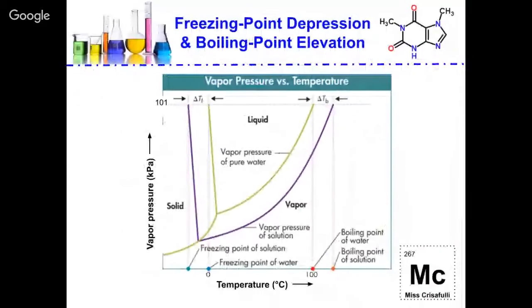So remember, if we're looking at these, and we talked about this in the Gizmo the other day, the solution is going to have different properties than the pure solvent. The freezing point is going to go down, the boiling point is going to go up. So we're going to figure out how much of a change that's going to be.